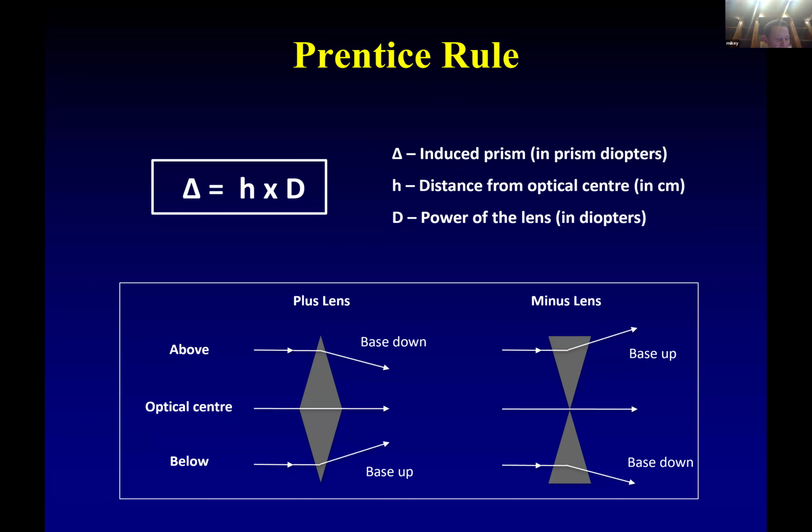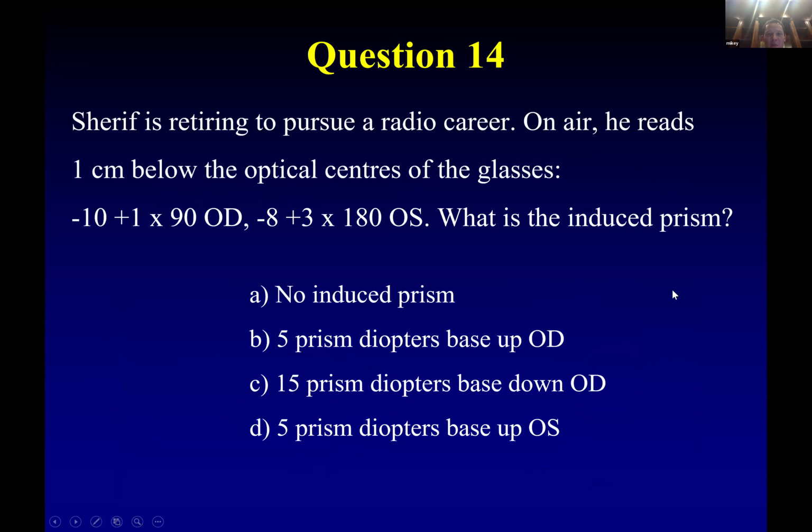So that first one I think was a little bit more of an easy question. This is going to be more of your OCAP type questions. Question 14. Shrif is retiring to pursue a radio career, and on air he reads 1 centimeter below the optical centers of these glasses. -10 plus 1 axis 90 in the right, -8 plus 3 axis 180 in the left. What is the induced prism? This one might be slightly harder than a regular OCAP question, so I'm going to give you a minute and a half on this. See if you can fight your way through it.